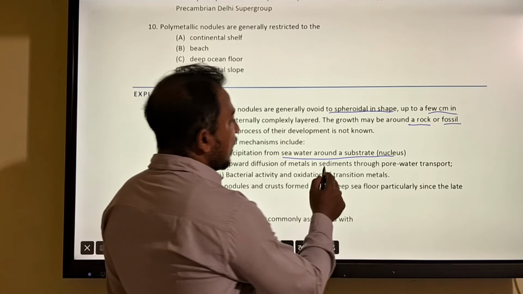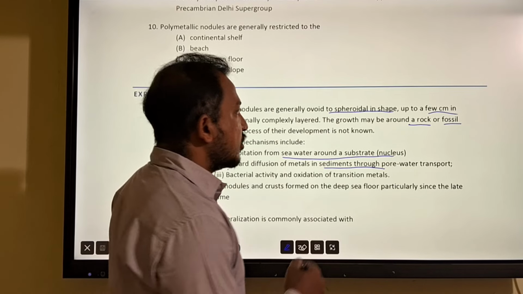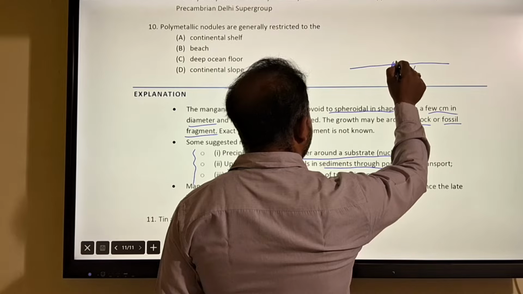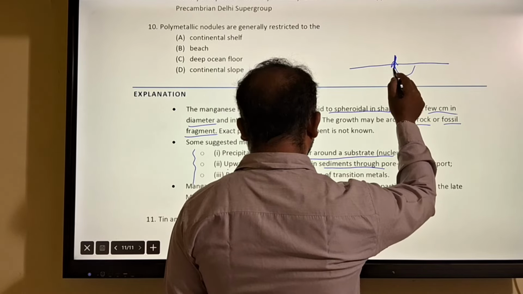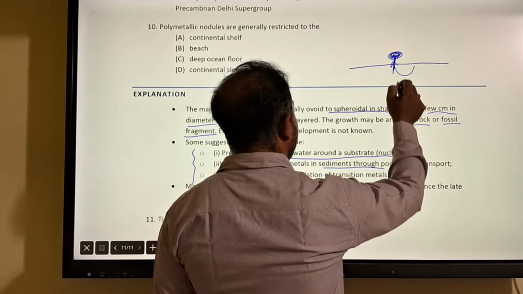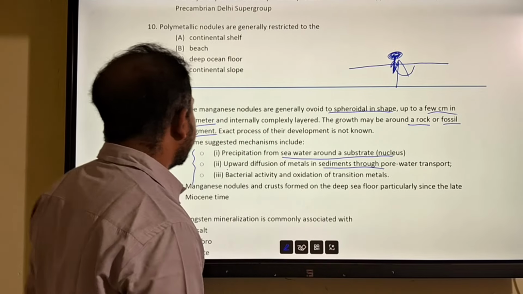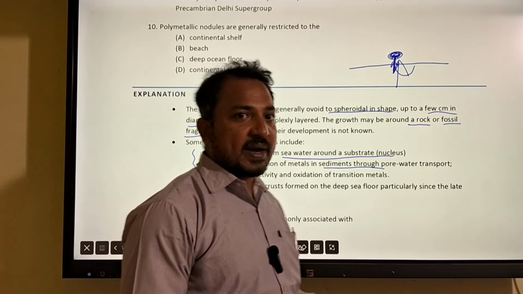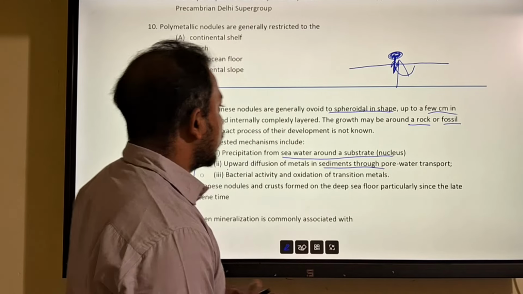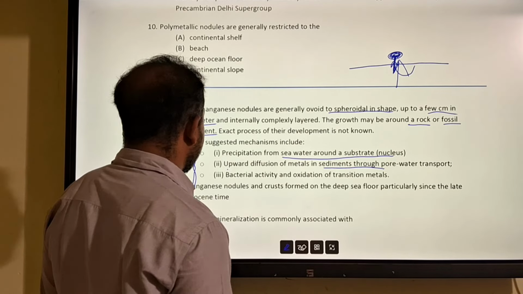Then upward diffusion of metal in sediments through pore spaces, that is hydrothermal circulation. Suppose this is the sea floor. There will be metal that can diffuse upward to the sea floor from the subsurface region, so that can also contribute to manganese deposition. Then bacterial activity: some bacteria have a capacity to bind minerals, I can take the example of stromatolites, so they can also give deposition. These are three processes that explain the formation of manganese nodules.